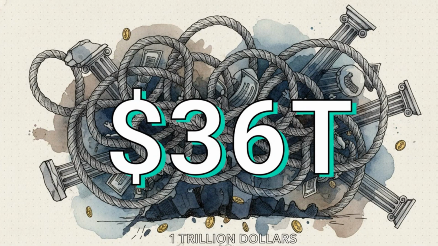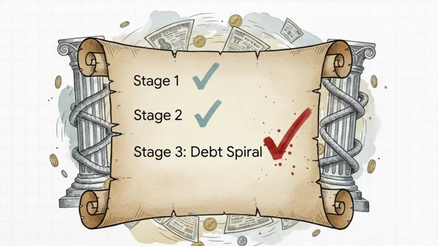Which takes us directly to stage 3, the debt spiral. The United States national debt is now $36 trillion. We are literally borrowing new money just to pay the interest on the money we've already borrowed. The interest payments alone are rocketing towards $1 trillion a year. That's more than we spend on our entire national defense. And that is a check for stage 3.